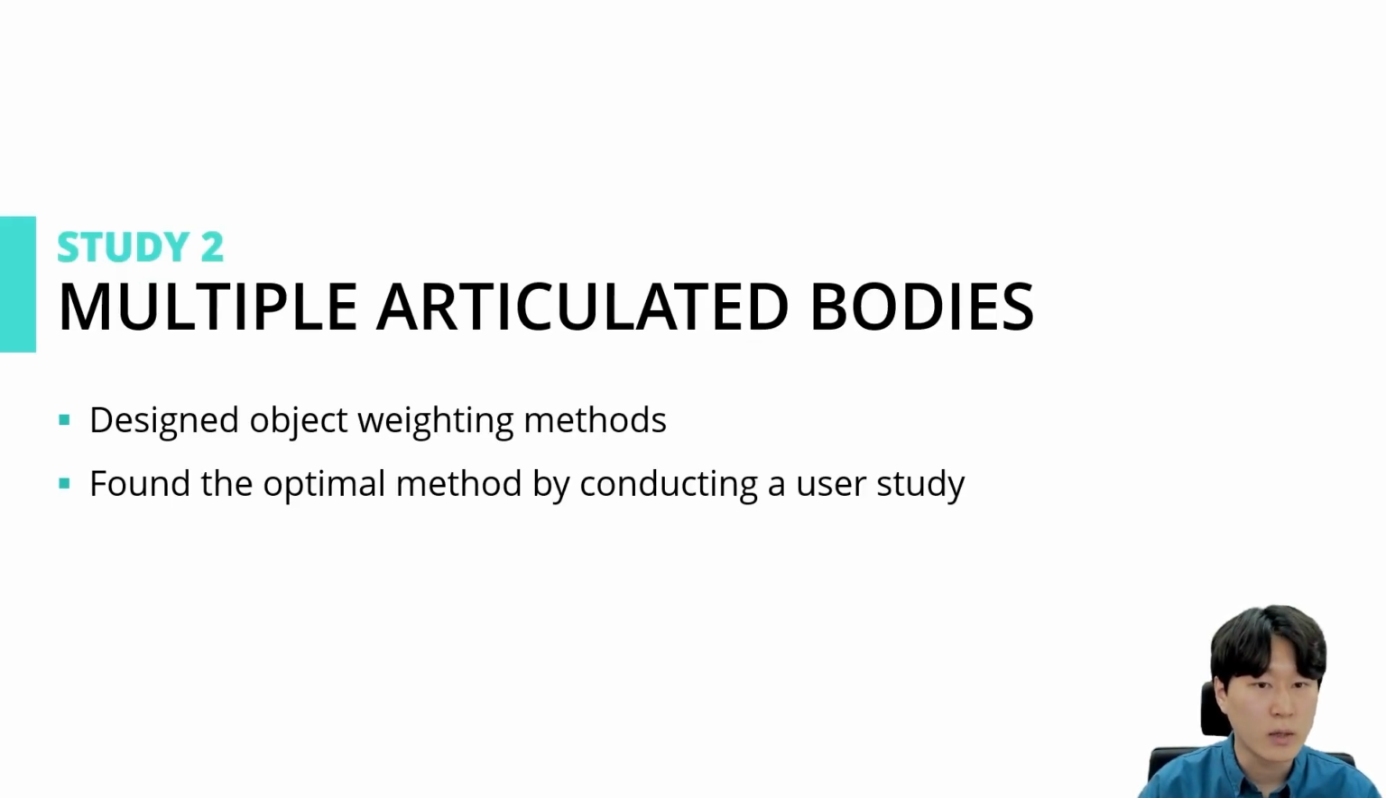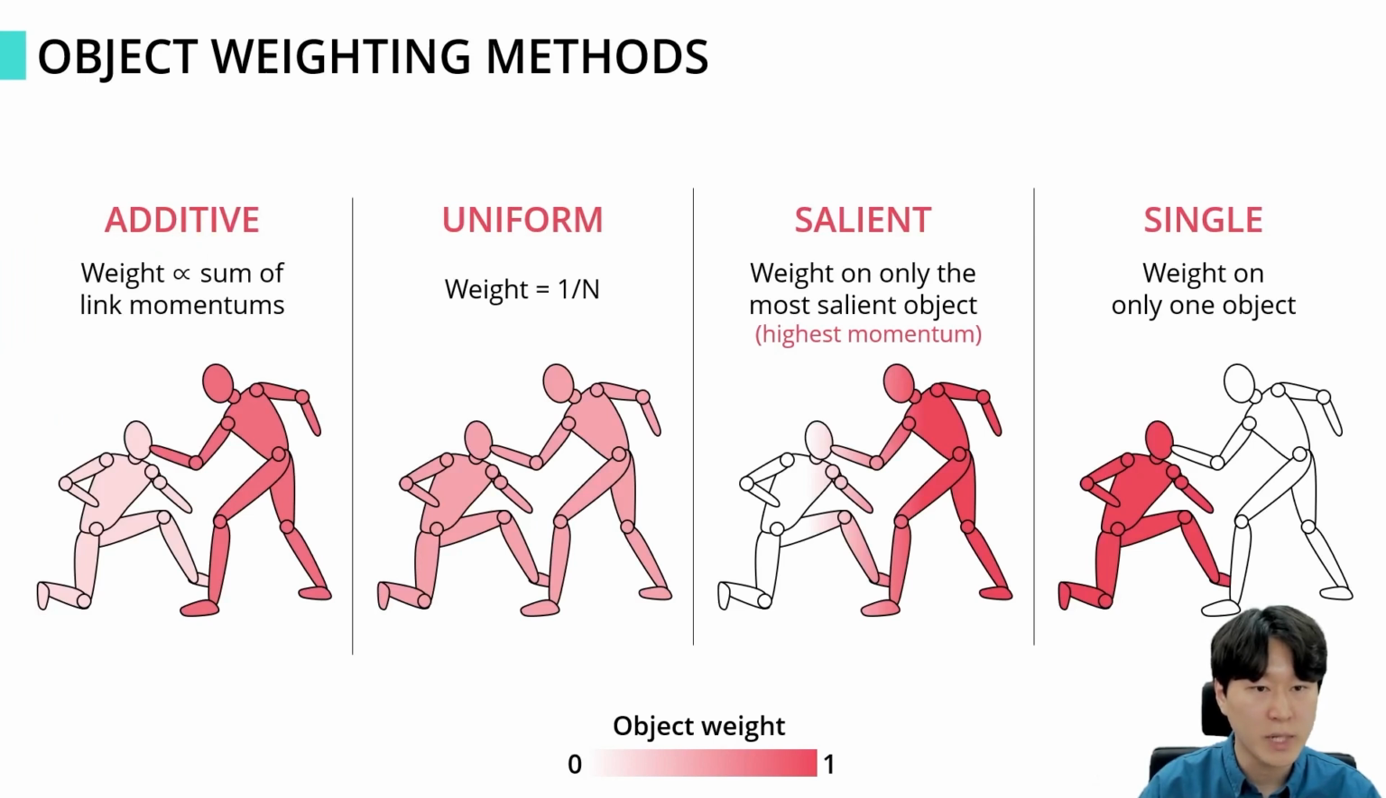Then we conducted a study on multiple articulated bodies. In this study, we designed several object weighting methods and evaluated them by performing another user experiment. We designed four methods: additive, uniform, salient, and single. Additive reflects the motion of a faster or larger object more. Uniform expresses the motion of all objects in even proportions. Salient captures the motion of the fastest or largest object at each moment. Single expresses the motion of one object.